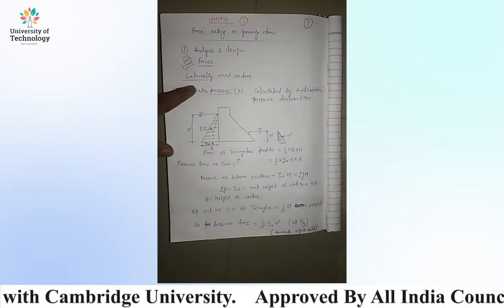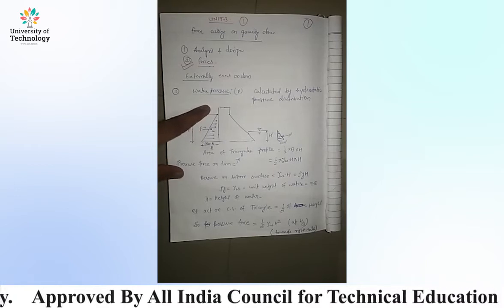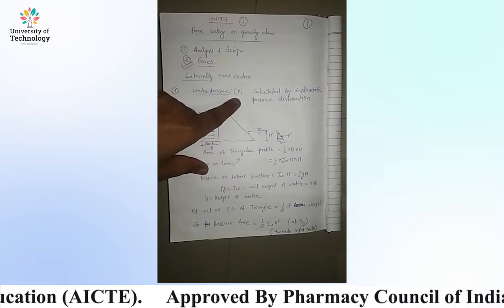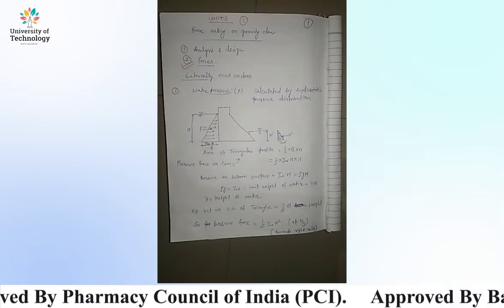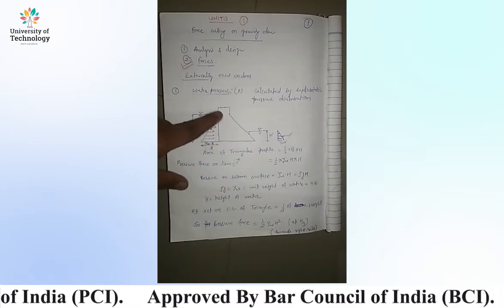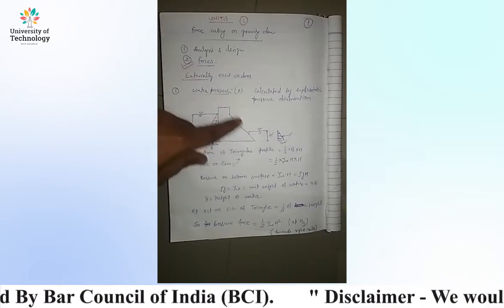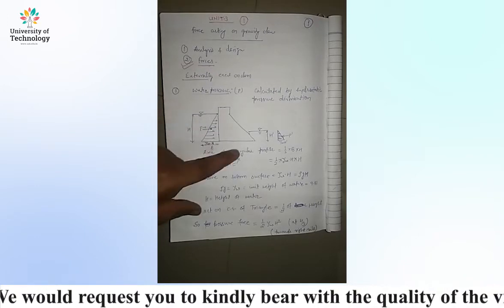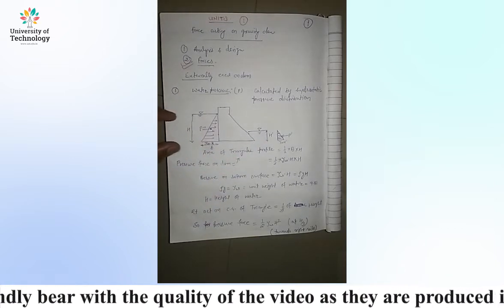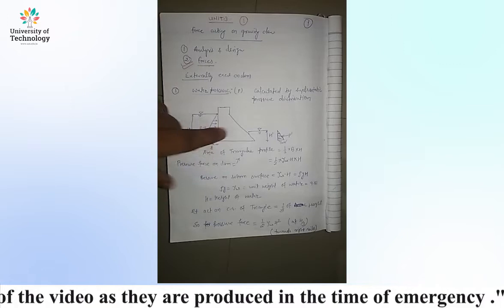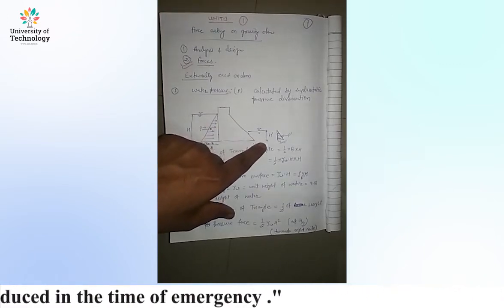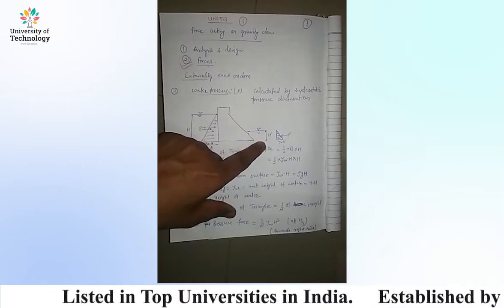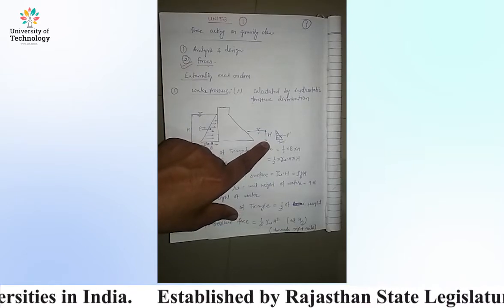So these are all forces externally exerted on the dam. Number one is water pressure, denoted by P, and this is calculated by hydrostatic pressure distribution. You can see here a cross section of the dam, and this is the upstream side, this is the downstream side. On the upstream side the head available is capital H, and on the downstream side, if water is available, we are assuming that the head available is H dash.